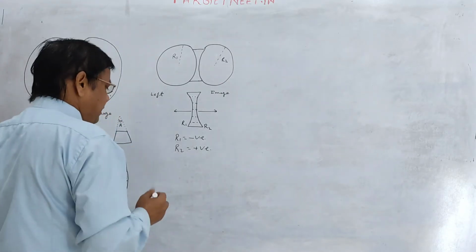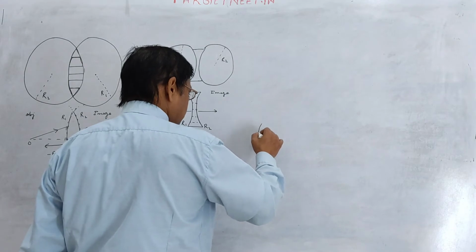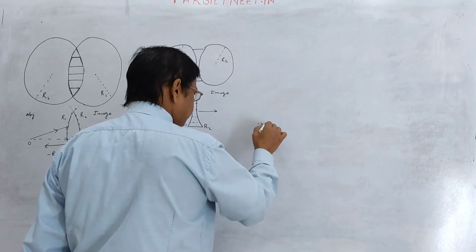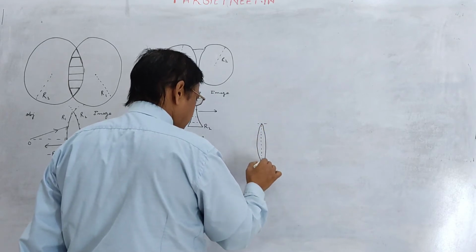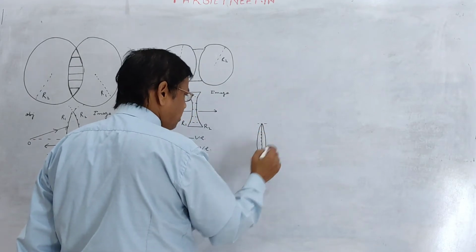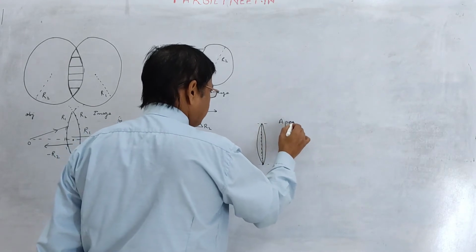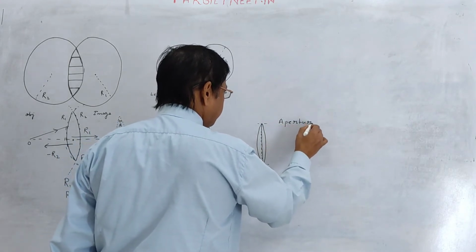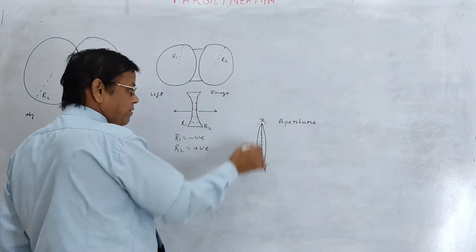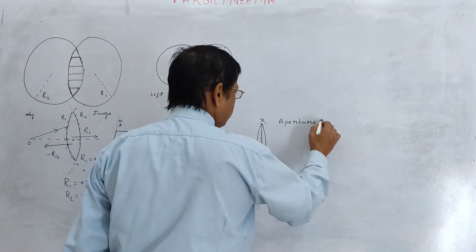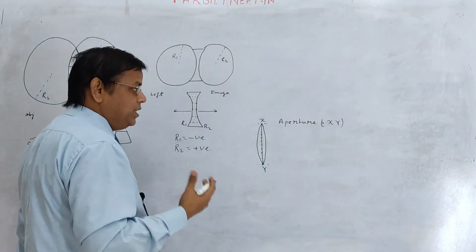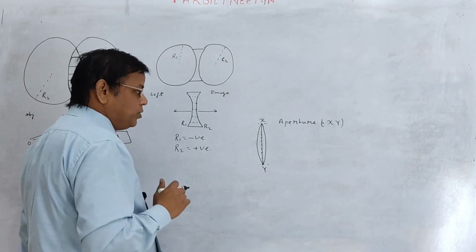Now in any lens, suppose this is a convex lens, then this length between this edge and this edge is called the aperture of the lens. So if I take this as x and this as y, then the distance between x and y is said to be the aperture. So aperture is xy, the distance between x and y. Generally we denote it by small d. So this is called aperture.